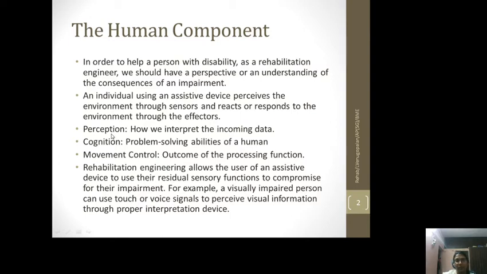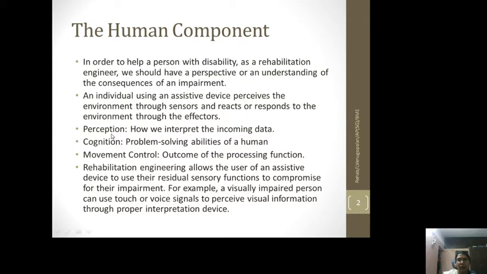So if you have a disabled person, I am a rehabilitation engineer. I am sitting in a clinic, and a disabled person comes and approaches me. As a rehabilitation engineer, I should be able to understand exactly what the impairment of the person is. I should be able to understand what sensory inputs are available to the individual, and I should be able to analyze how I can use the residual function that the person has in order to improve their life?